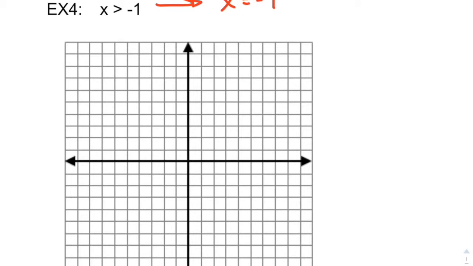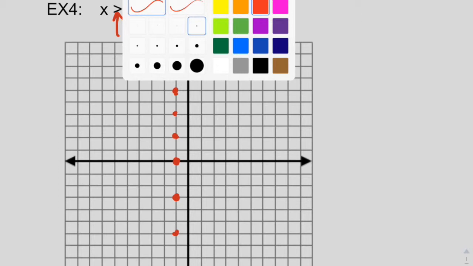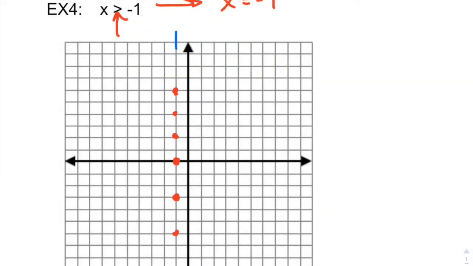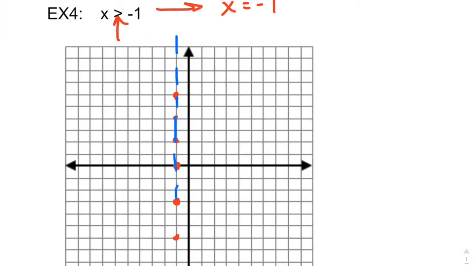They were on our last couple tests. So x equals negative 1 means that I'm going to go to -1 over here on my x-axis, and it's going to be a vertical line. Now, you can draw the dots in there, you don't have to, but the thing we need to be careful of is that this is a greater than sign, meaning that I need to draw a dashed line in, not a solid line. Be careful of that one.